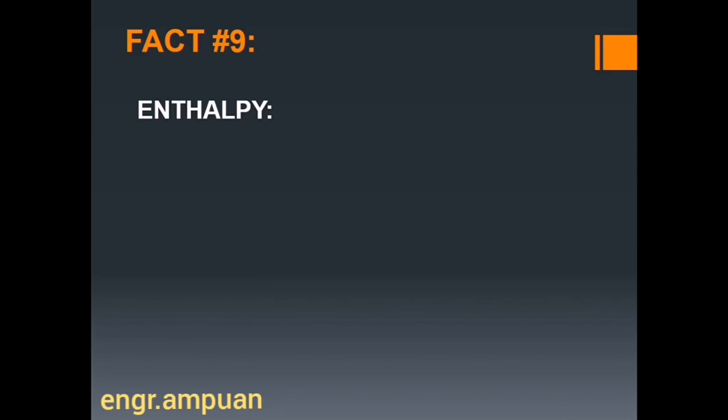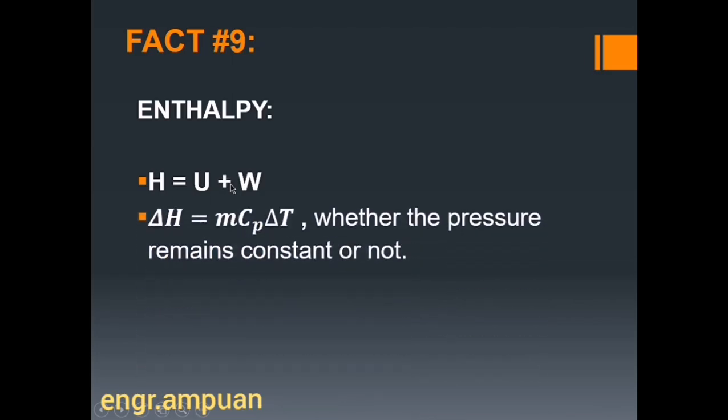Fact number 9 is about the enthalpy. Here is the first equation: enthalpy is equal to the internal energy plus the work. And then the change in enthalpy is equal to mass times the specific heat at constant pressure, C sub P, times the change in temperature, whether the pressure remains constant or not.